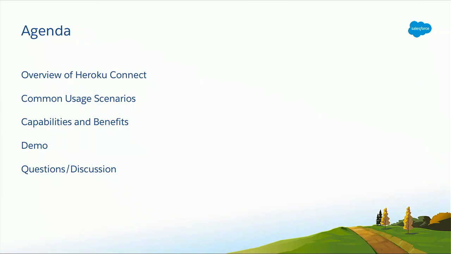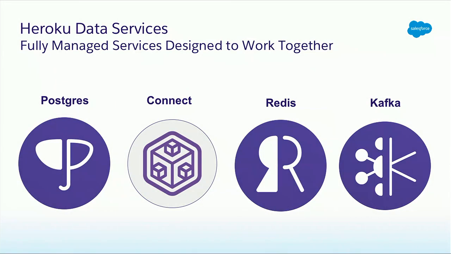Basically, we're going to go through what Heroku Connect is, how it's used, what the value prop is, and a demo followed by Q&A. So Heroku Connect is part of a family of 4 fully managed data services within Heroku. We have Heroku Postgres. We operate about 1 million clusters of Heroku Postgres. We've been doing it since almost day one for 10 plus years.